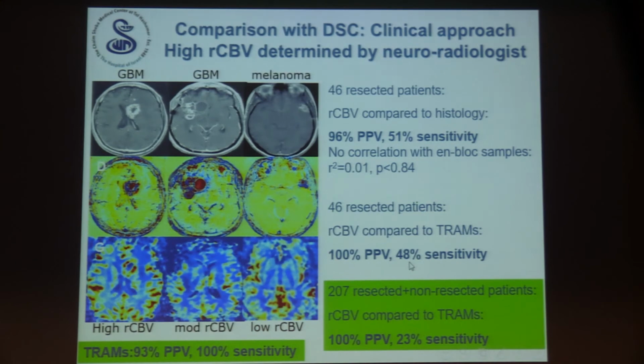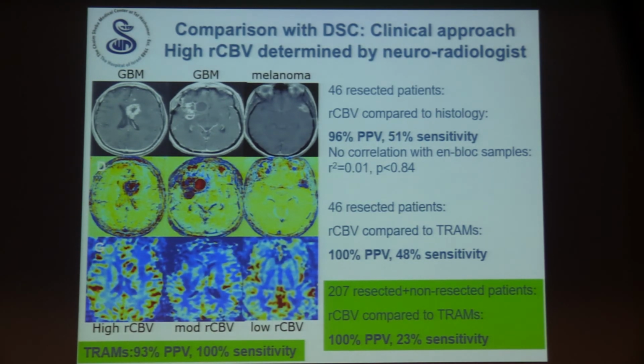So it looks like we can maybe use the trance as gold standard instead of histology, and then we can expand easily to a much larger cohort of patients. So now we compared RCBV to blue regions in the trance in a larger cohort of 207 patients, which includes these 46 patients. And then we got RCBV has 100% specificity and 23% sensitivity to blue regions of the trance. And this can be explained by the fact that the cohort of patients that were resected have larger, more massive, and more vascular tumors, probably.